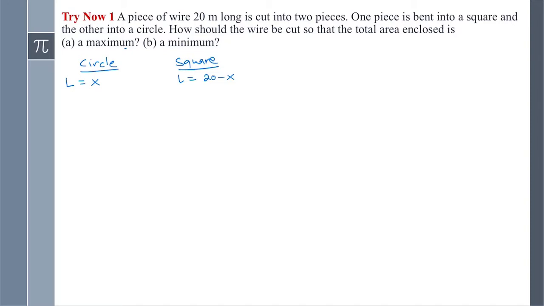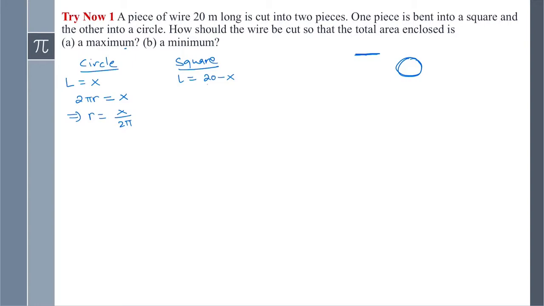Now we need to find the area for both. To find the area of the circle, we need the radius. To find the area of the square, we need the length of the side. When you cut that wire and bend it to make a circle, this length of the wire gives the circumference of the circle. The circumference is 2 pi r, so 2 pi r equals the length of the wire. From here we find the radius of the circle is x over 2 pi.